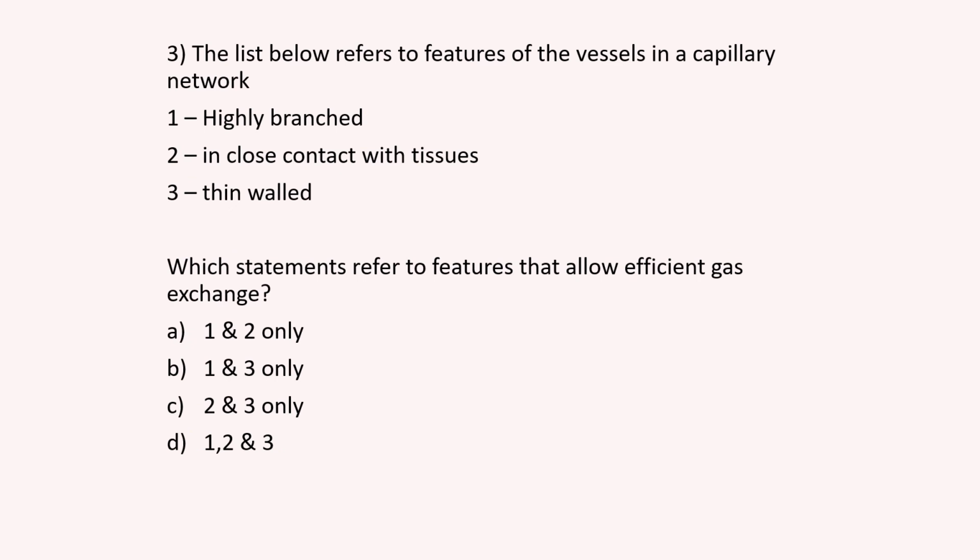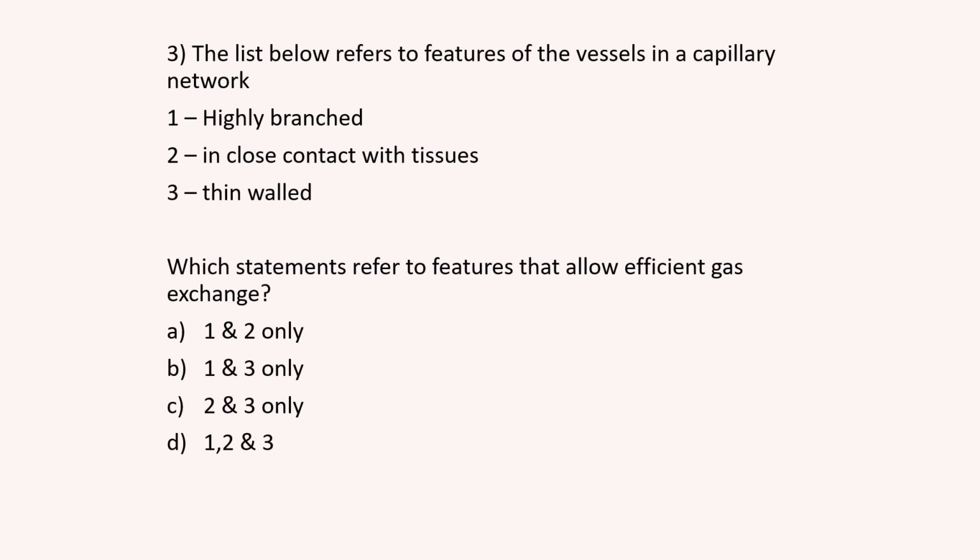So it says for question 3, the list below refers to the features of the vessels in a capillary network. So 1, highly branched, 2, in close contact with tissue, and 3, thin-walled. Which statements refer to the features that allow for efficient gas exchange? So is it A, 1 and 2 only, B, 1 and 3 only, C, 2 and 3 only, or D, 1, 2 and 3? So pause the video and try to answer that before I go over the answer.